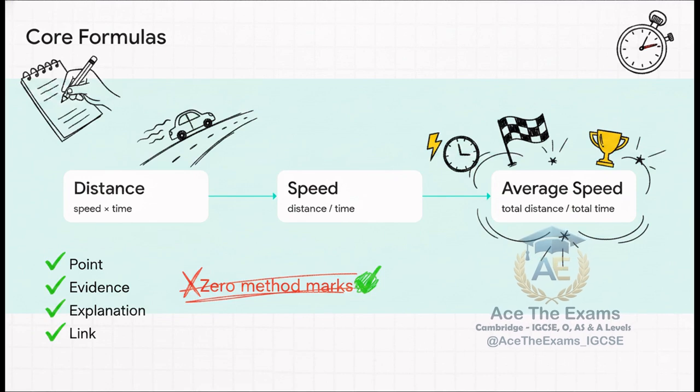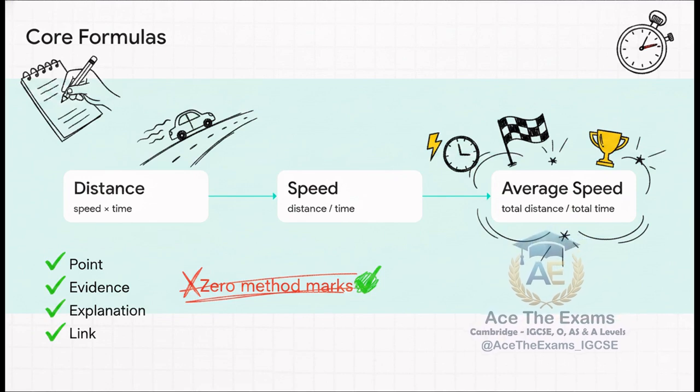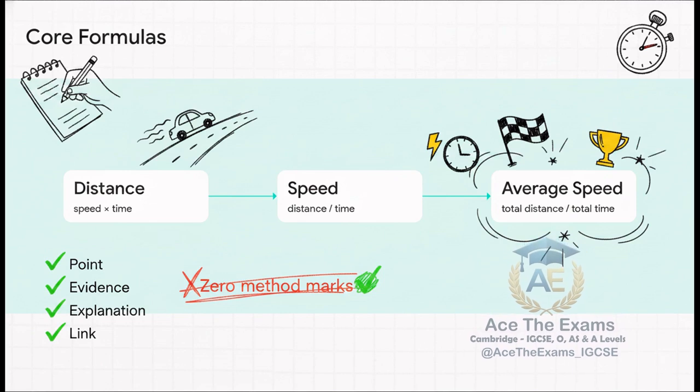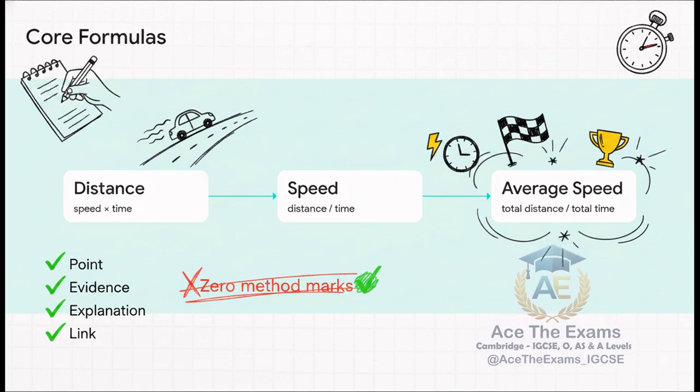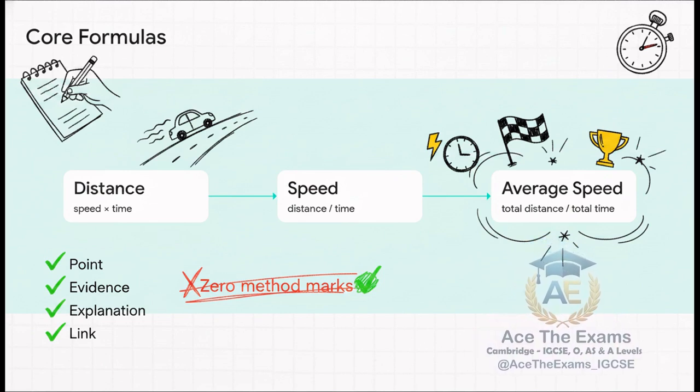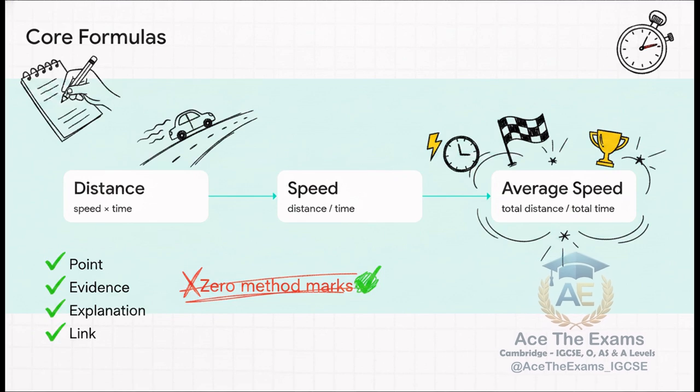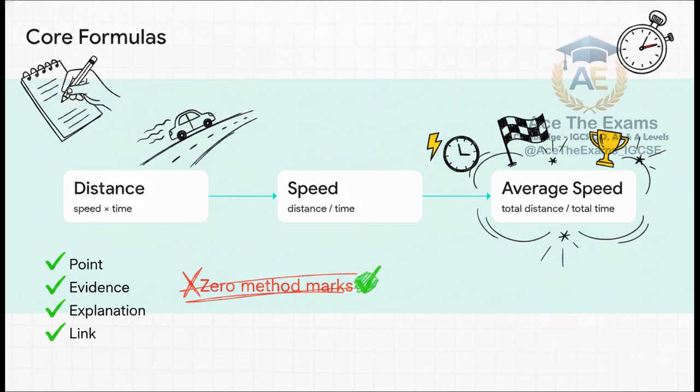Boom, done. Those harsh red pen marks just transformed into bright, beautiful green check marks. By simply structuring your answer with the core formula clearly stated, you secure every single method mark available, even if you somehow mess up the final arithmetic under pressure.